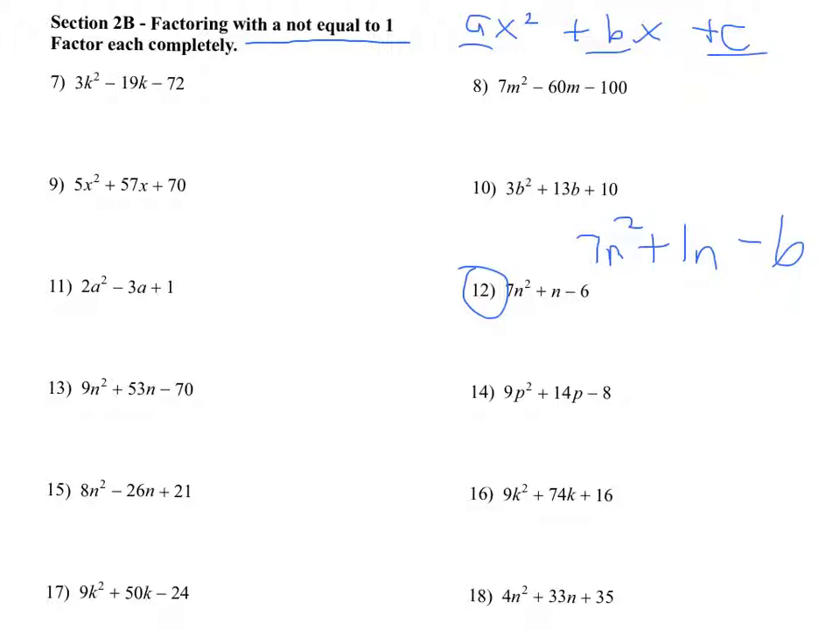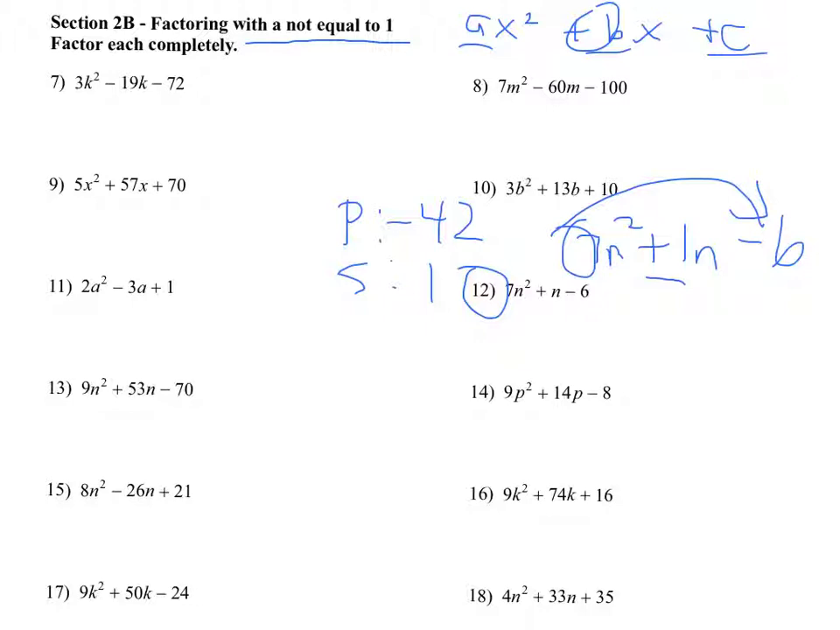What you need to do is basically what we did in section A. In section A, A was equal to 1. Well, now A is 7. This is A. C is negative 6 on this one. So I need to do 7 times negative 6, which is negative 42. So I want to look at a product being negative 42, and then I want to have the sum be what's in front of the n term. B is always what's in front of the variable to the first power. So I want a sum of 1.